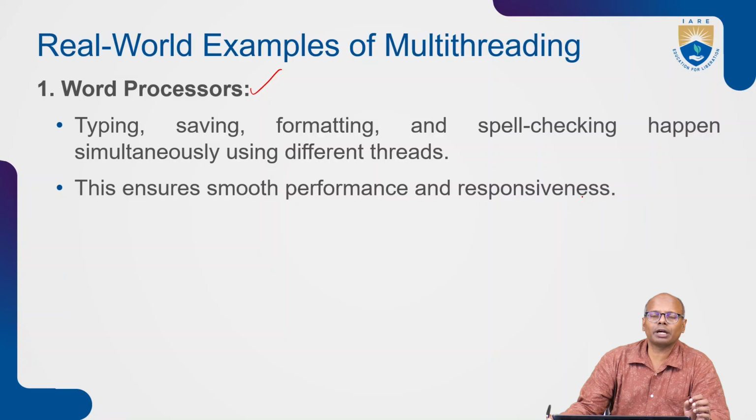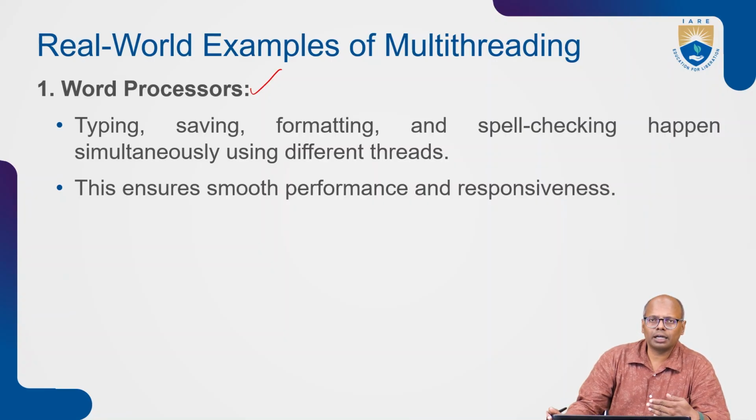So if my computer is having only one thread, what happens is, while I type, the spell check cannot happen, and the formatting also cannot happen. So it has to wait. When I stop typing, then it can go for auto formatting. After auto formatting, it goes for spell checking, and then it can go for the saving. So when in the same Word document we are doing 4 different things simultaneously, then it is called multi-threading.